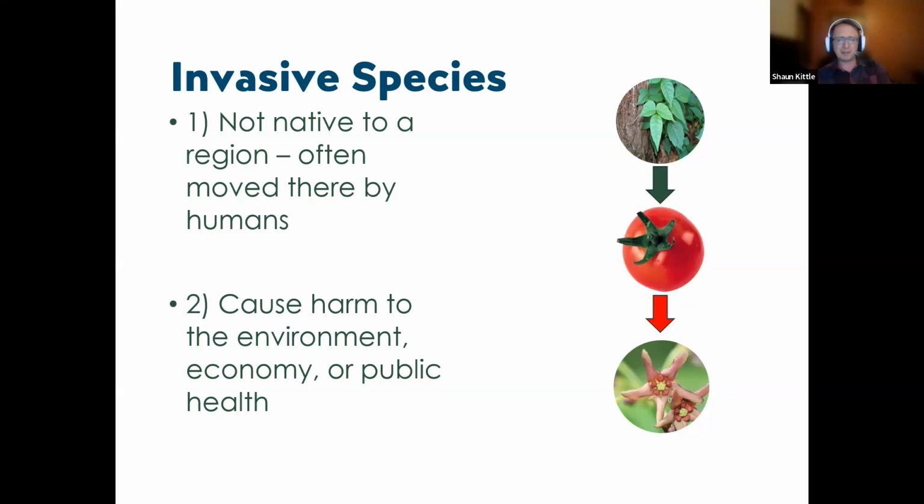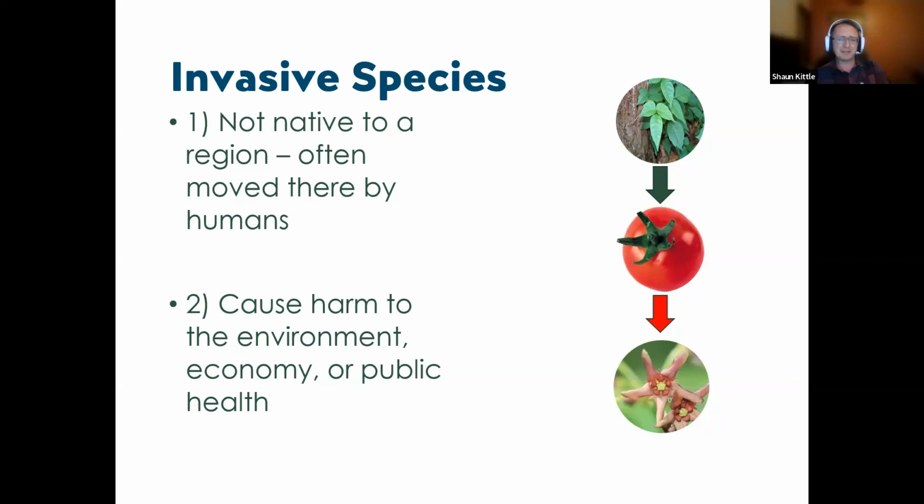So on the right at the top, we have poison ivy. I don't know anyone who likes poison ivy. It's definitely a human health concern. If you've ever brushed up against it, as I have, you know that. But it is native to the region, so it's not an invasive species, even though it does cause harm to public health. Right below that, we have tomatoes. Tomatoes are not native to the US, but they don't present a problem regarding the environment, economy, or public health. People tend to like them, and they're not an issue. So even though they are not native, they don't check that second box of causing harm.